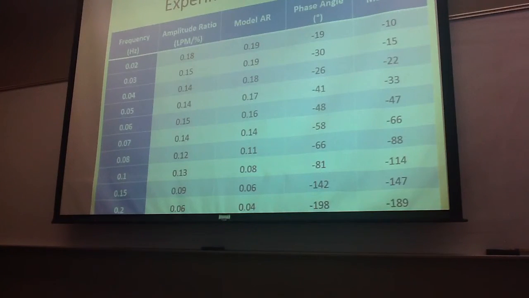To tabulate some more comparisons between the amplitude ratio and the phase angle, you see here we did our experimental, which would be the left of the 2 columns, and the right of the 2 columns would be the modeling data we used at each frequency. And then you can see there's not much difference except for in the phase angle towards the end. There's some noise going on.